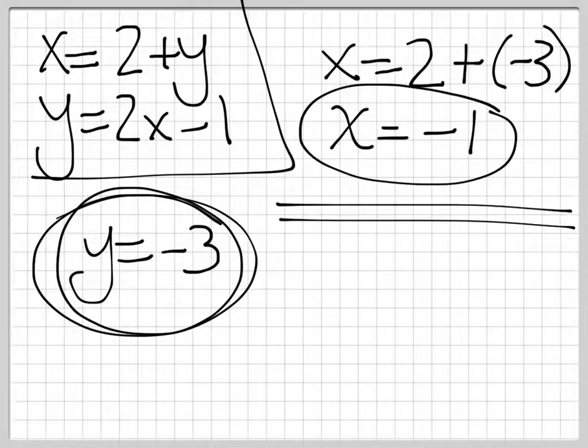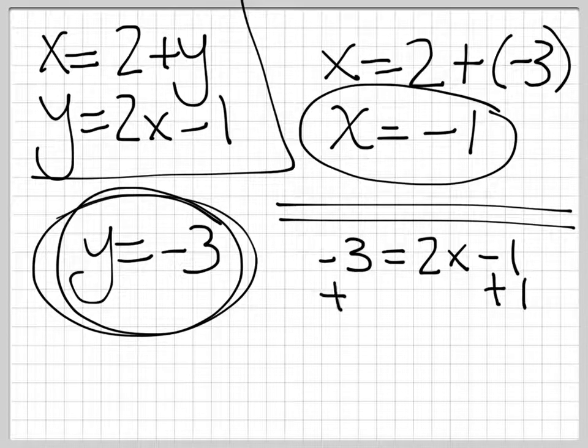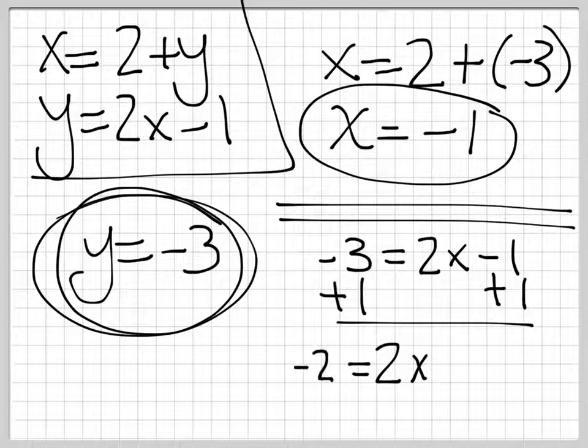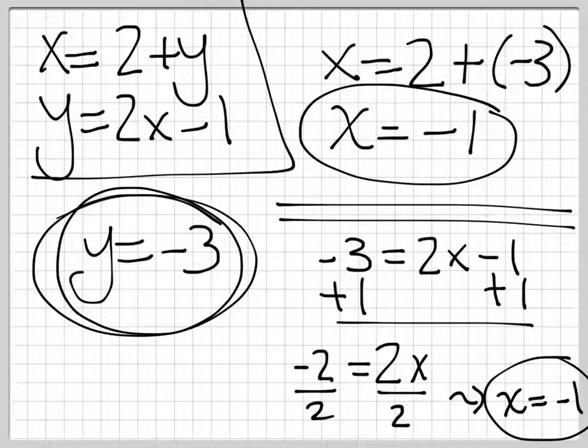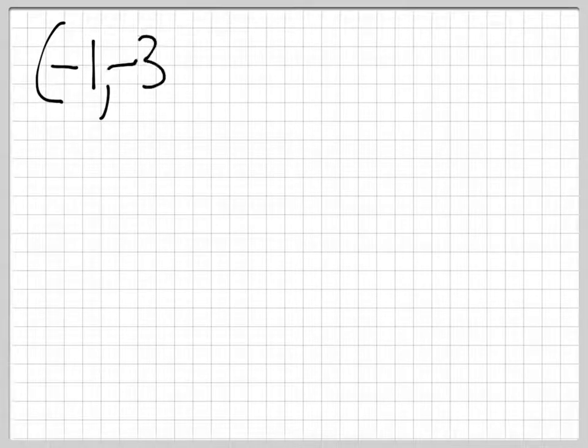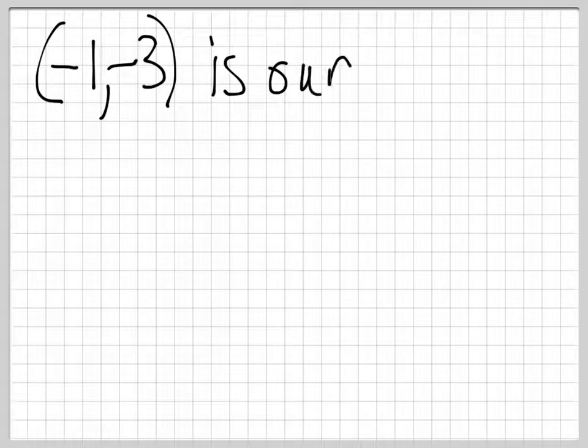Well, what would happen in the second equation if I replaced y with negative 3? I would get negative 3 equals 2x minus 1. Let's move the 1 over. I would get 2x equals negative 2. And if I divide both sides by 2, I'll see that x still equals negative 1. Well, in both cases I got x equals negative 1 and y equals negative 3. And so we should see that negative 1, negative 3 is our common solution.